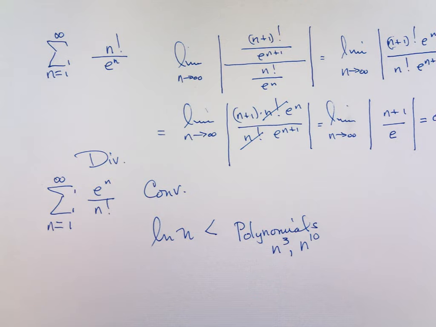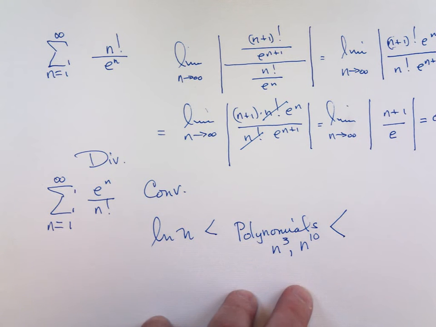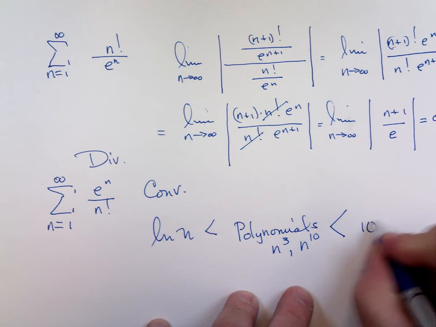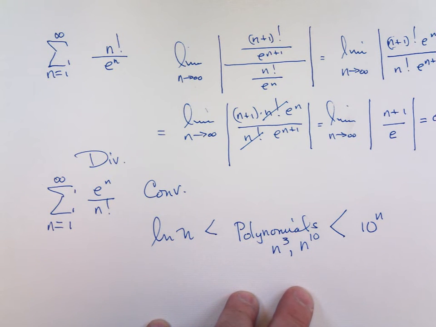Then you have exponential forms, 10 to the n, exponential forms. The base has to be greater than 1, though. If they're not greater than 1, exponential forms actually decrease. Okay? Then you have factorials.